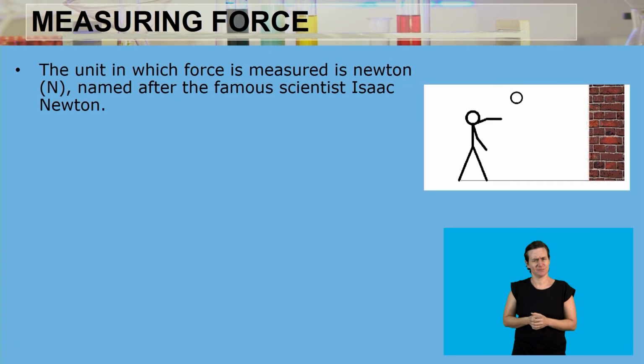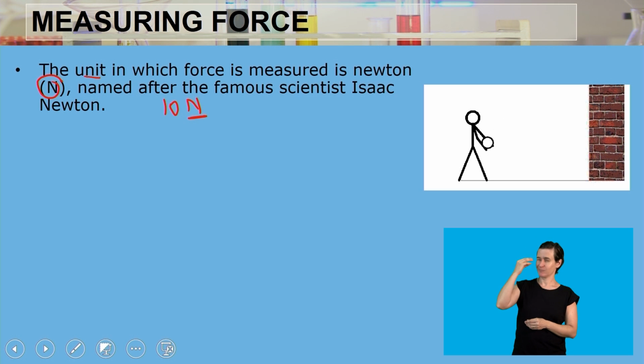Now, this force that you're talking about here, how do we then measure it? We need to know that the unit in which a force is measured is the Newton, and we use the capital letter N. So for instance, if we're saying that the force applied is 10, it cannot just be 10, it needs to be 10 newtons. So the N is the unit of measure for a force. Now this Newton is named after a famous scientist known as Sir Isaac Newton.